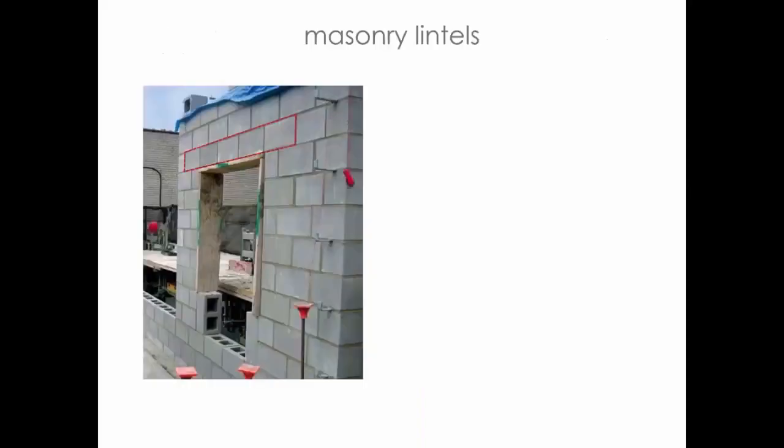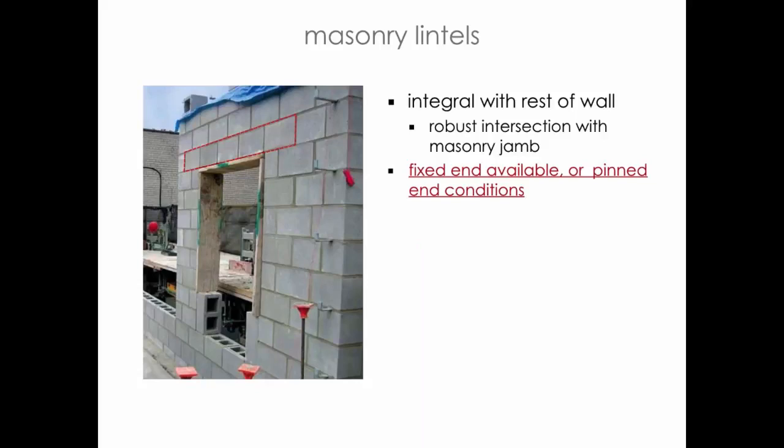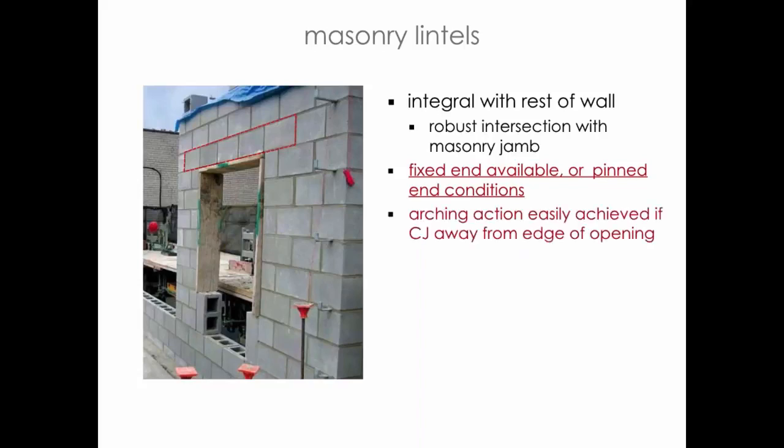We'll get there. So masonry lintels, again, it's integrated with the rest of the wall. It really creates a robust design between the lintel, the wall above the lintel, and the walls on each side. Fixed end conditions are available, top and bottom reinforcement in the lintel. Pinned end conditions, you can certainly do that. Arching action is easily achieved. We should never, never, never do a masonry lintel with a control joint at the end of the opening. Hopefully I've covered that, hammered that. I've said it 20 times. What's the counter, up to 21 now, Jeff?